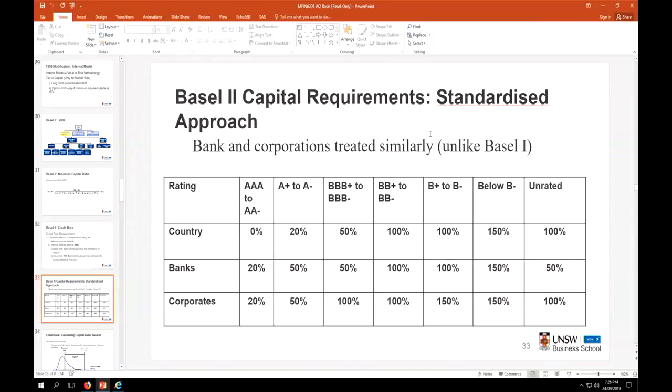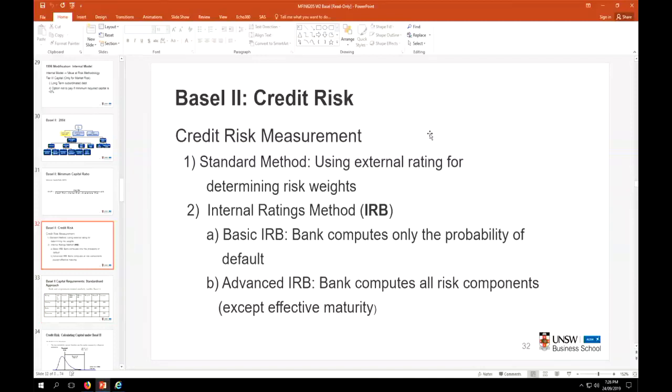But there's still a problem, because how are you going to rank this? In terms of ratings, that's a very good question, right? And you can see that if it's unrated, then for corporates it's 100%, countries 100%, banks 50%. Now, most large companies are rated, and most banks are rated by rating agencies. But smaller businesses are not rated. Now, these ratings generally apply only to the standardized approach.